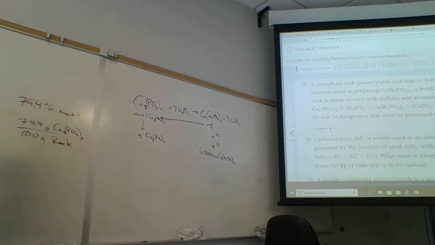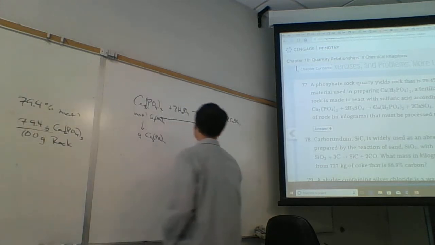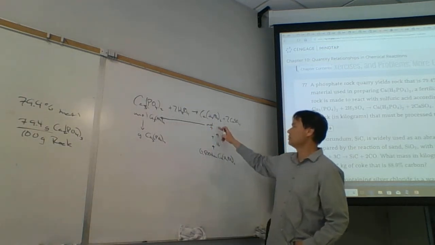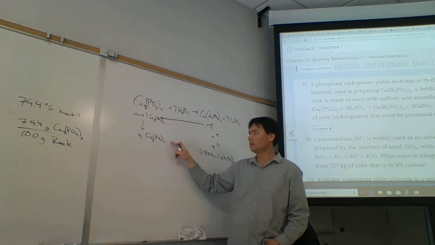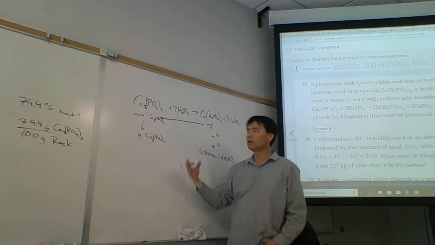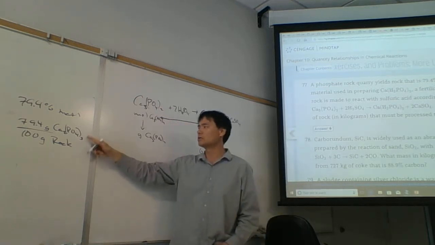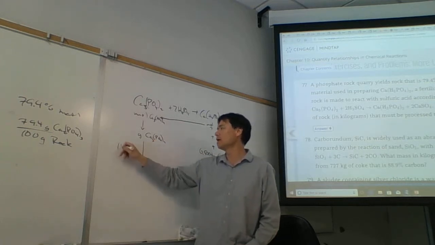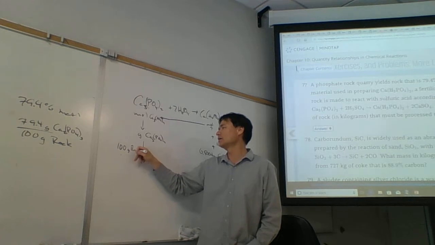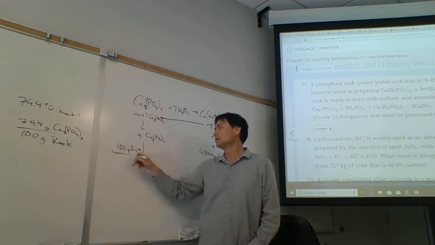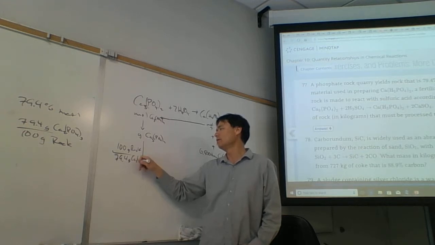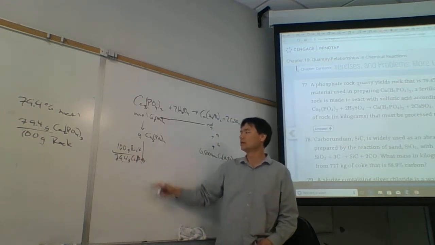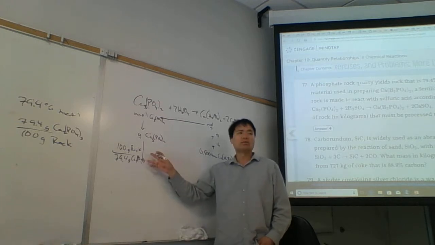And so this is your standard stoichiometry here. You know, it's grams of A to moles of A, moles of A to moles of B, moles of B to grams of pure B. But we aren't going to pure B, we're going to rock, which is a mixture of B. And so I need one more step here, and that is for every 100 grams of rock, it contains 79.4 grams of pure calcium phosphate. And so I need to tack on one extra conversion here to get the amount of rock I need.